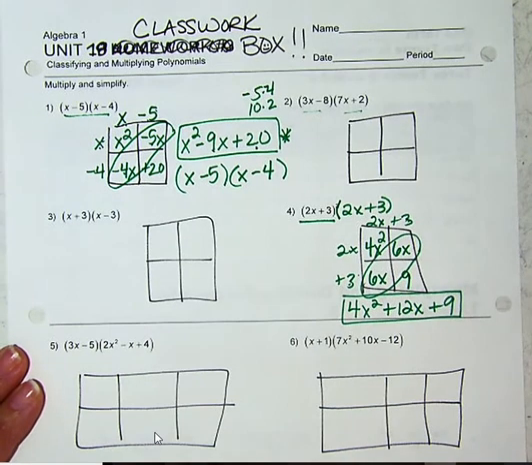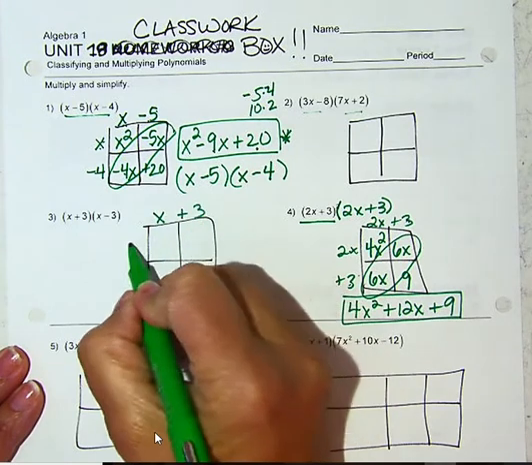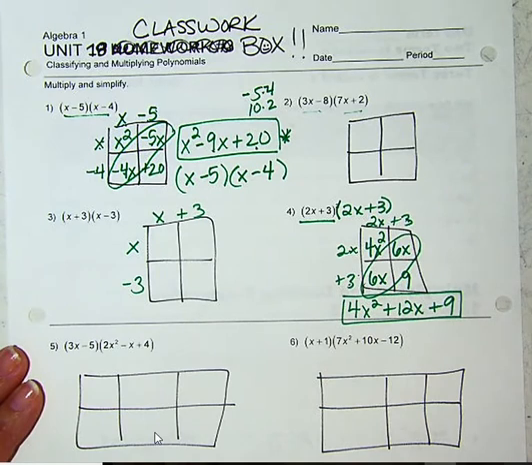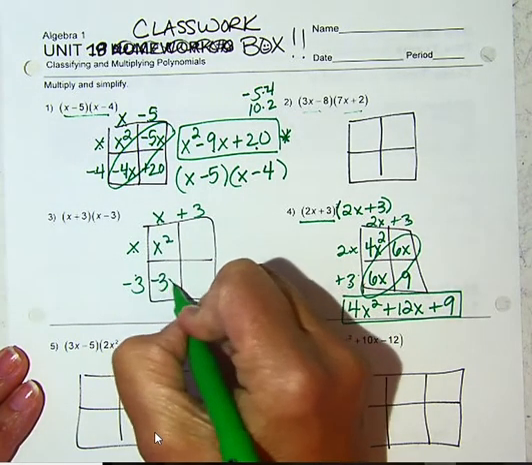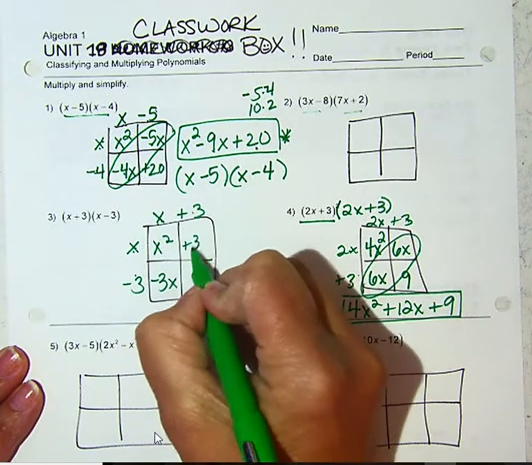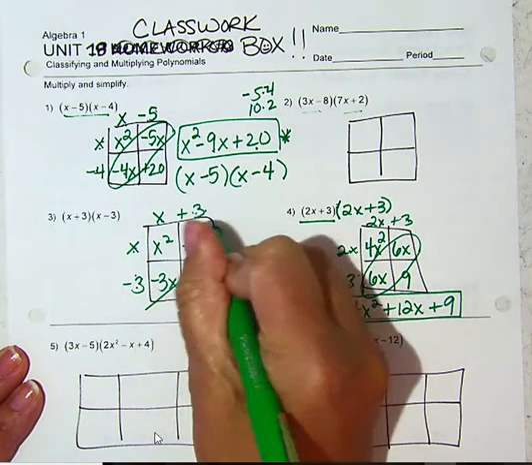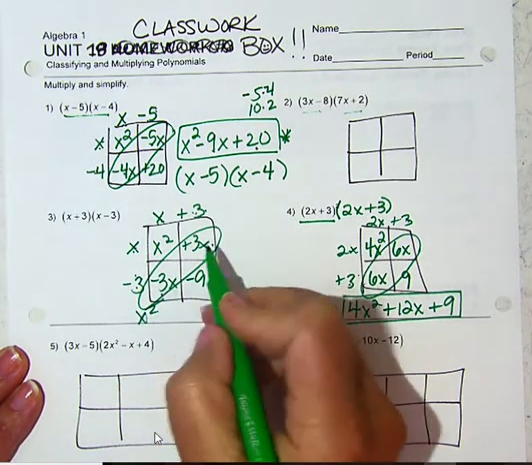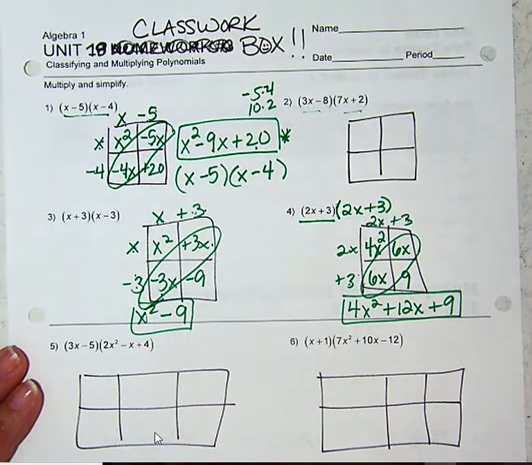Now we're going to take that and we're going to factor it, okay? We're going to take this one. So you can use the box to factor also, and I'm going to show you how to do that. This is x squared minus 3x plus 3x. Negative 3 times positive 3 is a minus 9. And I get x squared. Negative 3x and positive 3x go away, and you just get x squared minus 9.